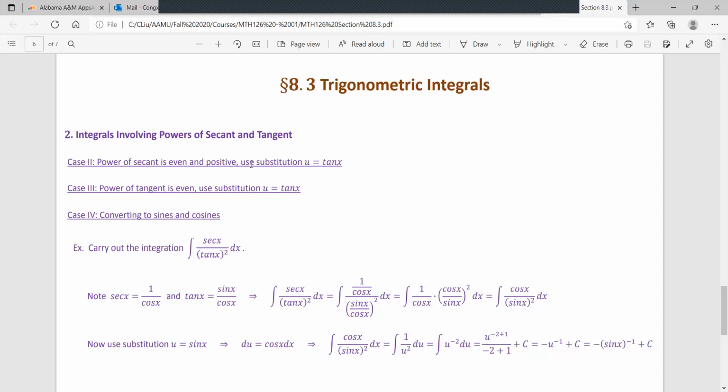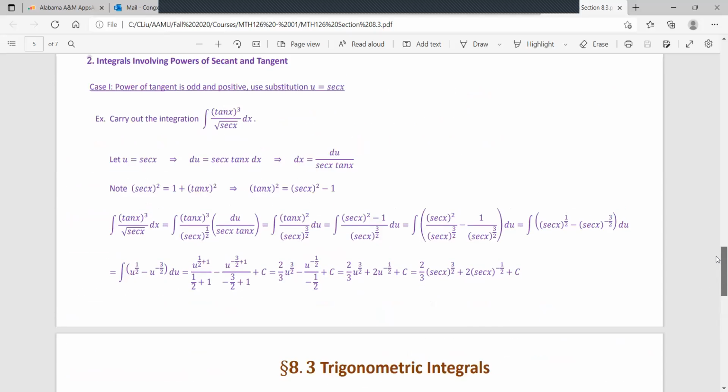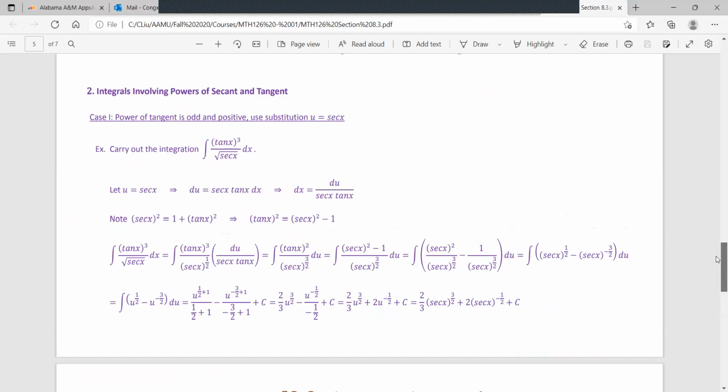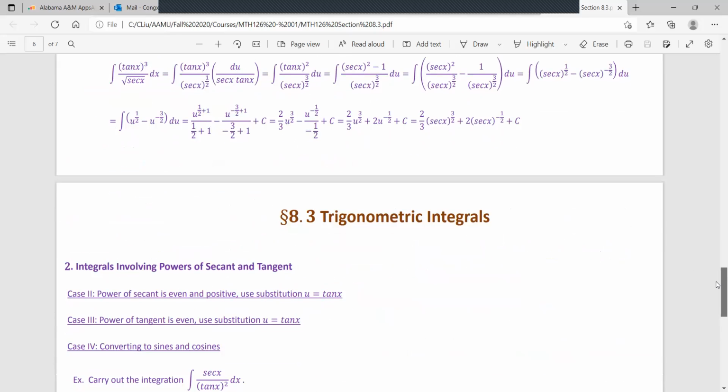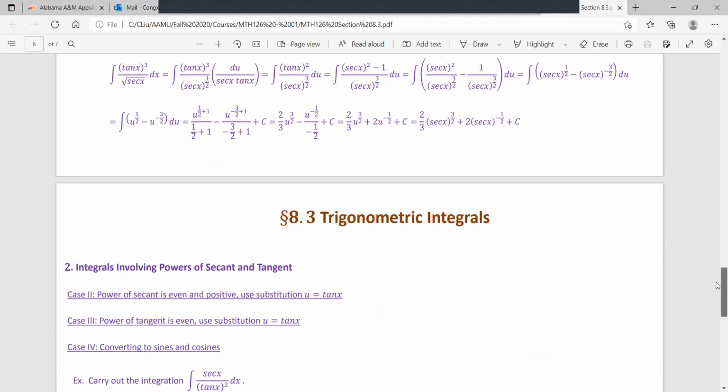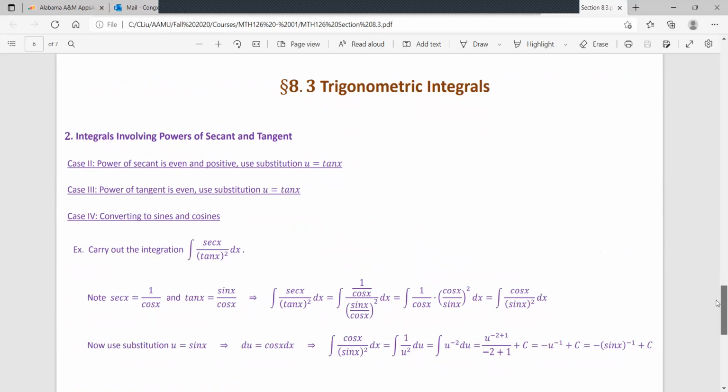You can do the problems in the same way as we did in case 1. Case 1 is power of tangent is odd and positive. Now we're talking about power of secant is even and positive, or power of tangent is even. So in those cases, you use substitution u equal to tangent x. And I'm not going to explain any example for this case. They are very parallel. The procedure is always the same: do substitution.